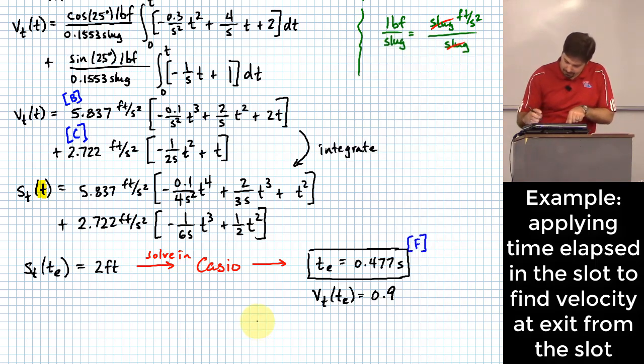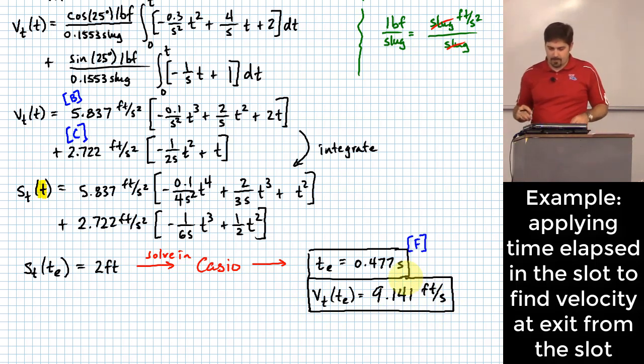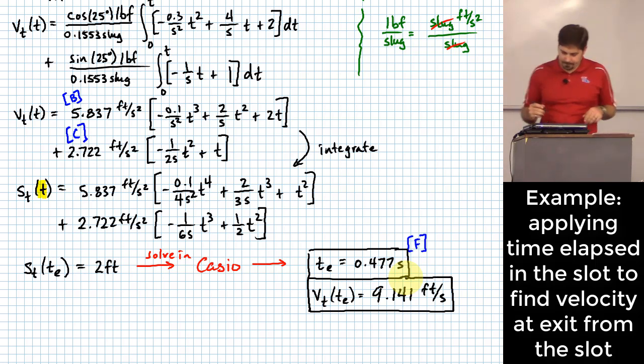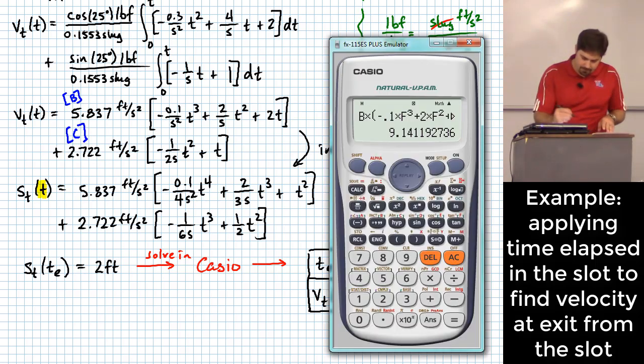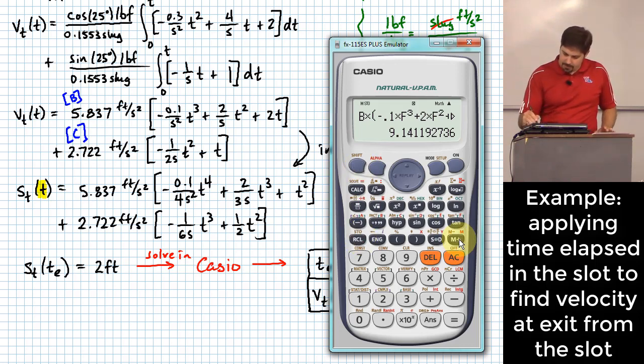So 9.141 foot per second. Okay. So let me store that temporarily here. I'm just going to store that in M real quick.